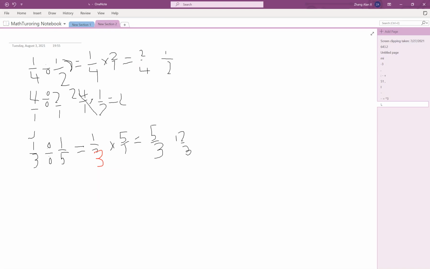Let's just do one more problem. Let's do 1/6 divided by 1/2. Caitlin, how would we do this problem? 1/6 divided by 1/2.